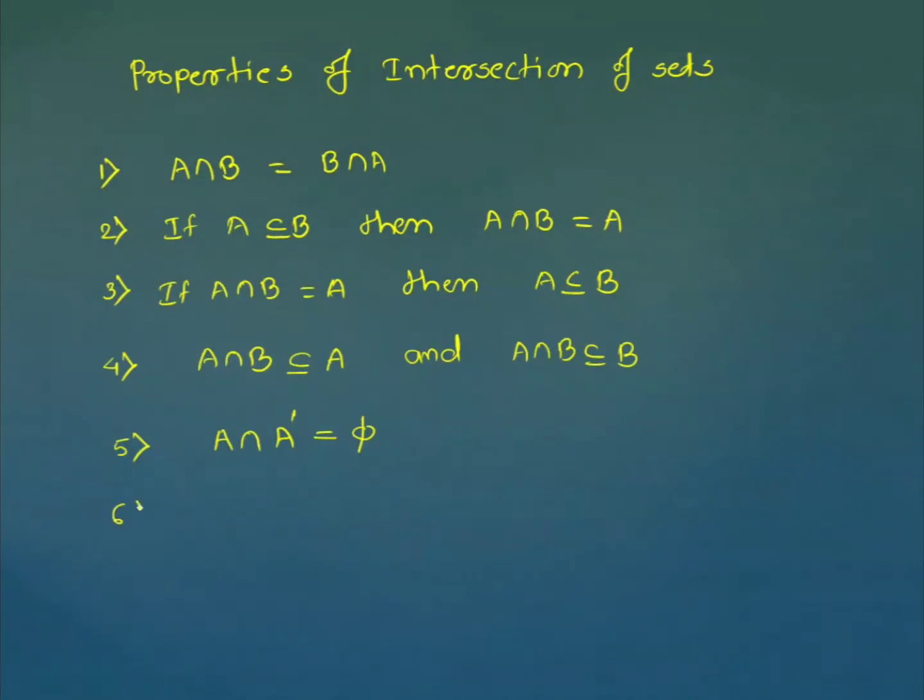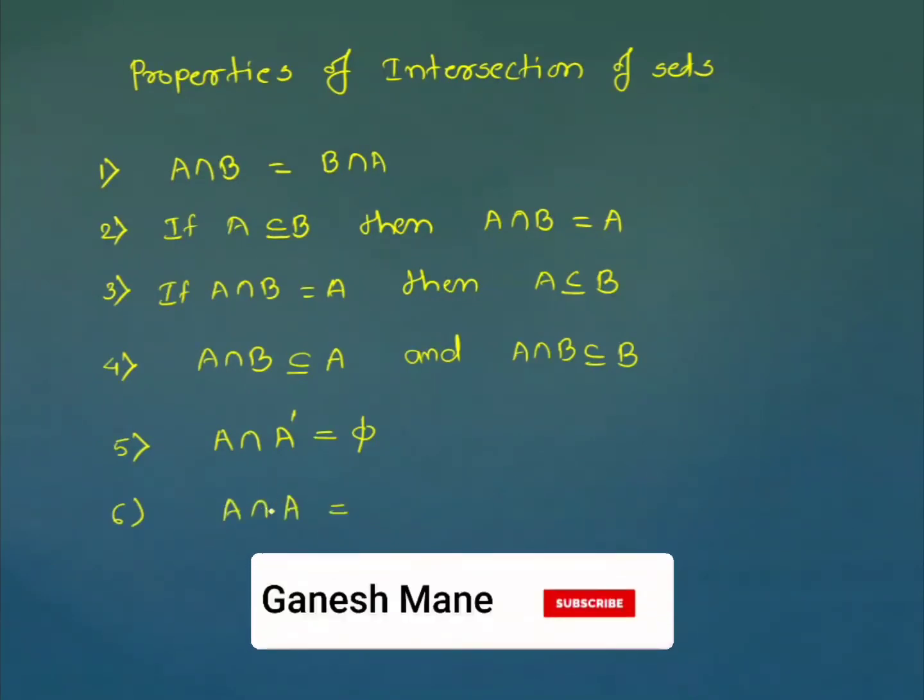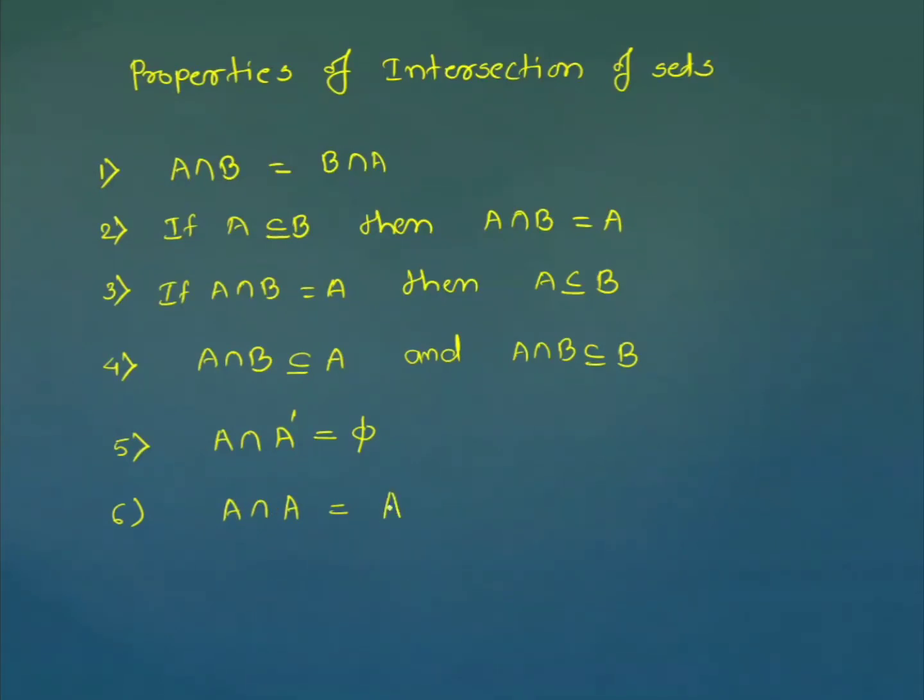Then we have the next property. If we take intersection of any set with the set itself, then we get again the same set, that is A intersection A must be equal to A. And the last property is if we take intersection of any set with an empty set, the intersection must be again empty set, because as empty set does not contain any element, so the common element between any other set and the empty set must be empty set, because no element is there in the empty set.